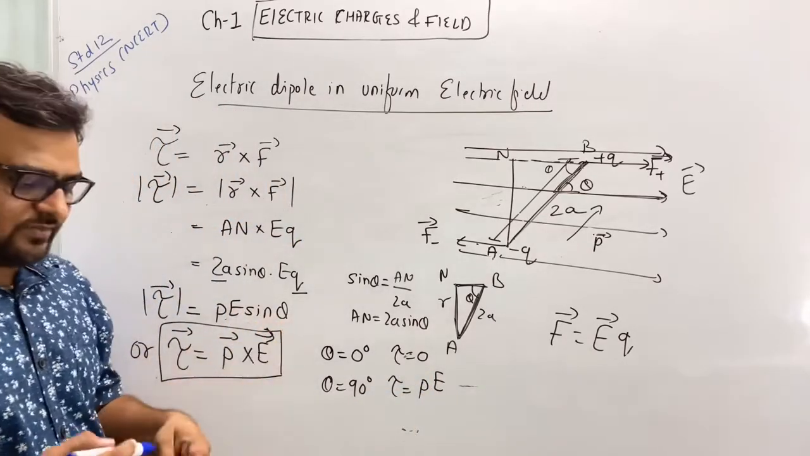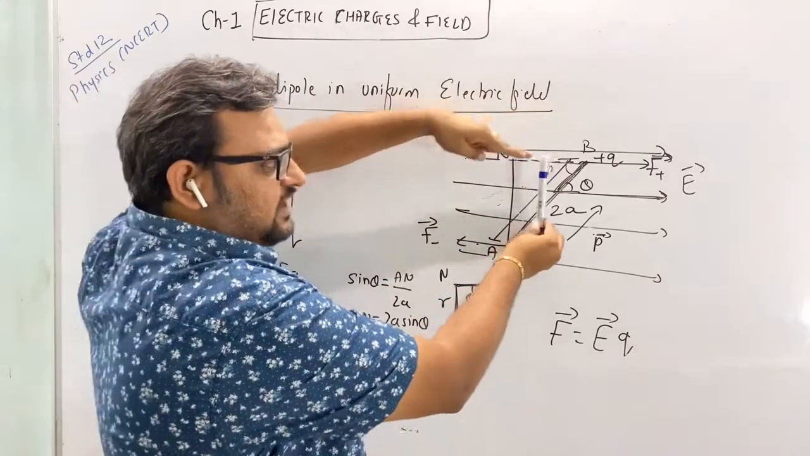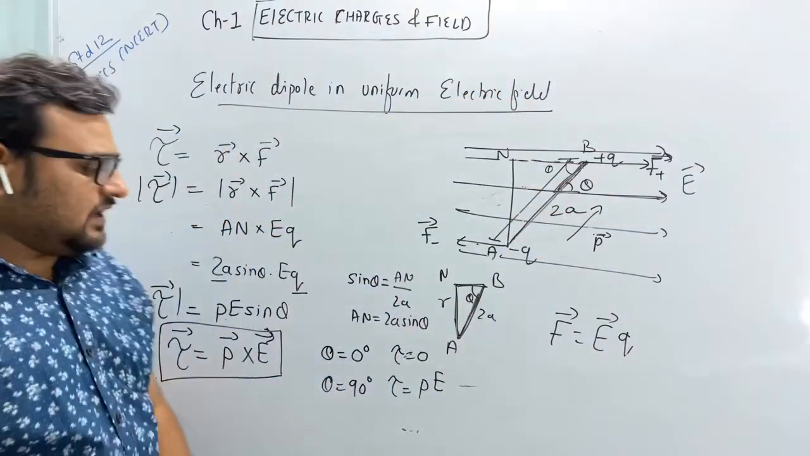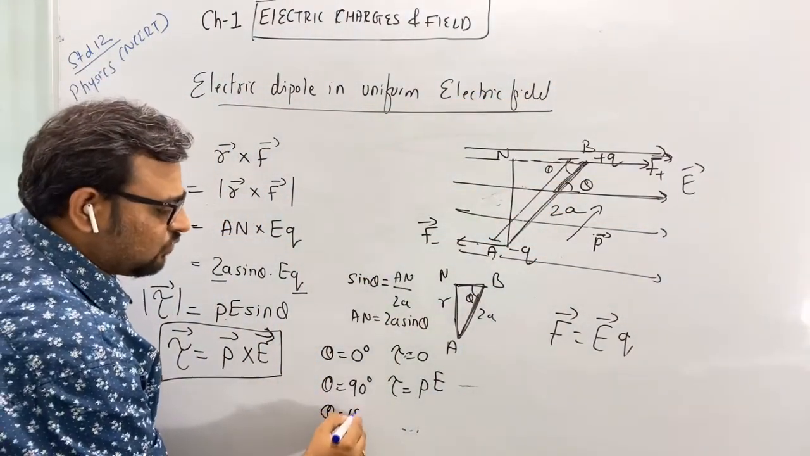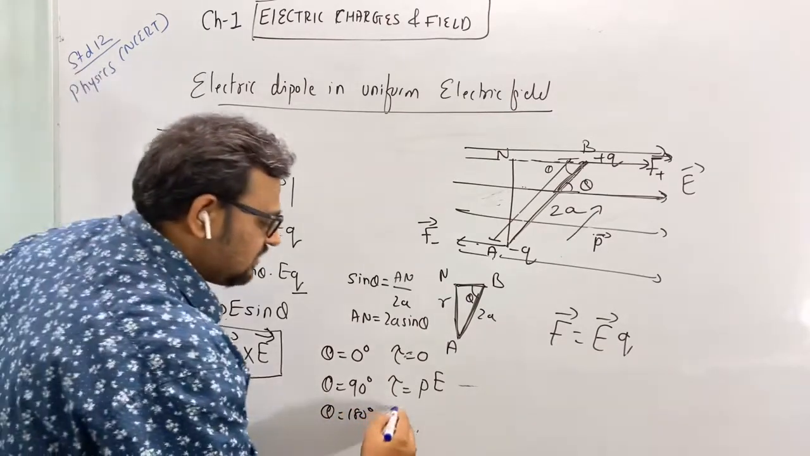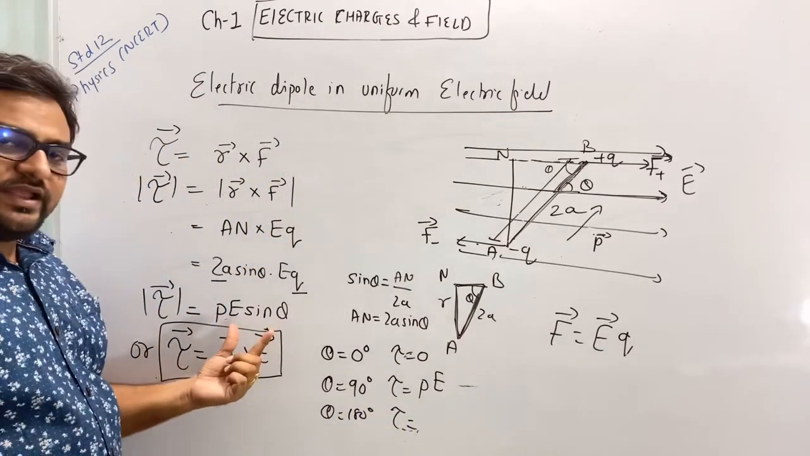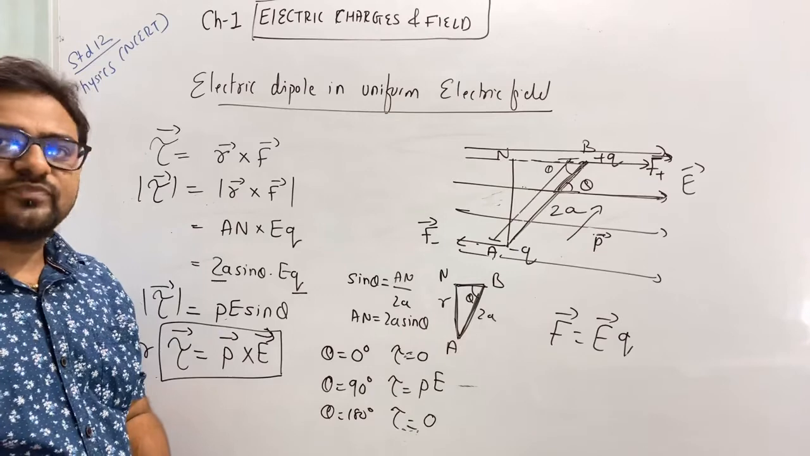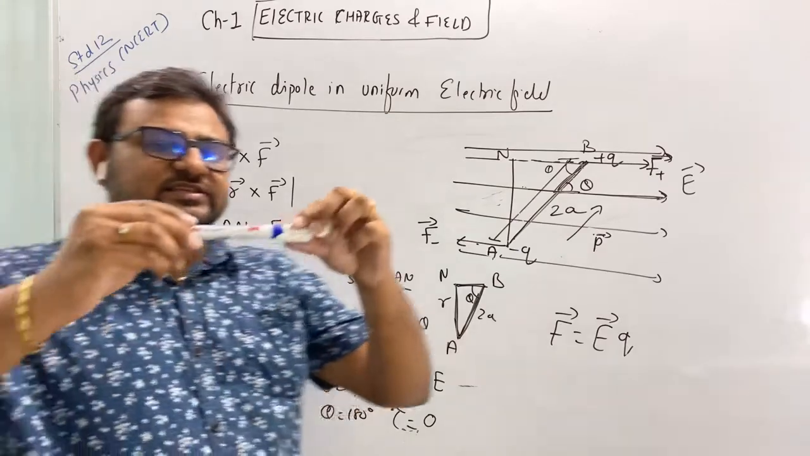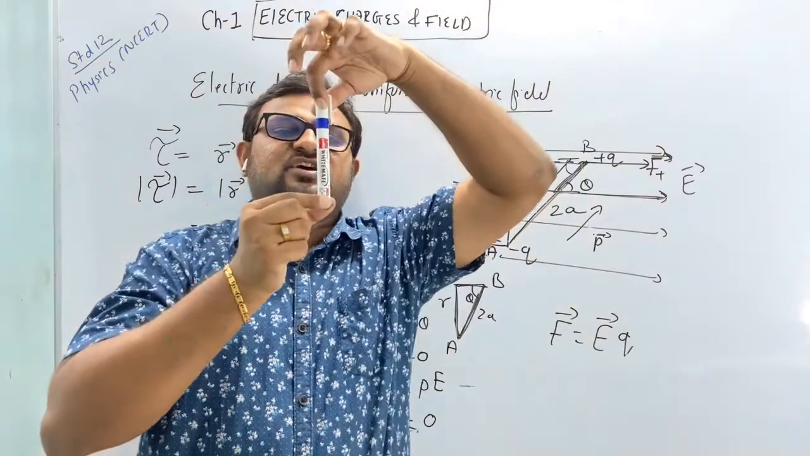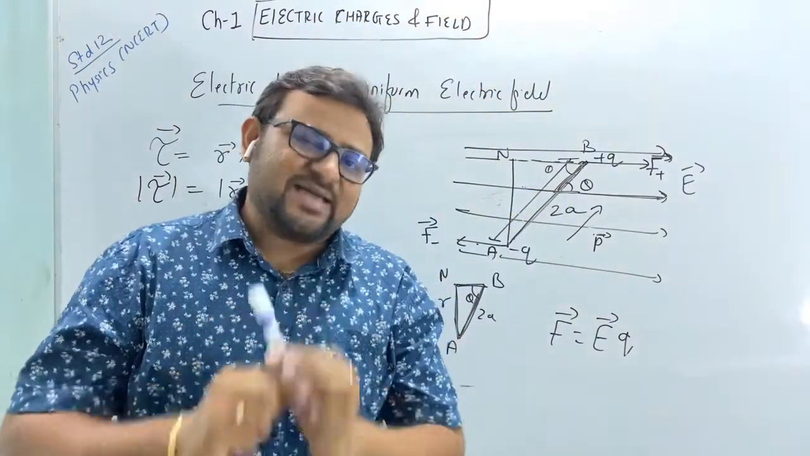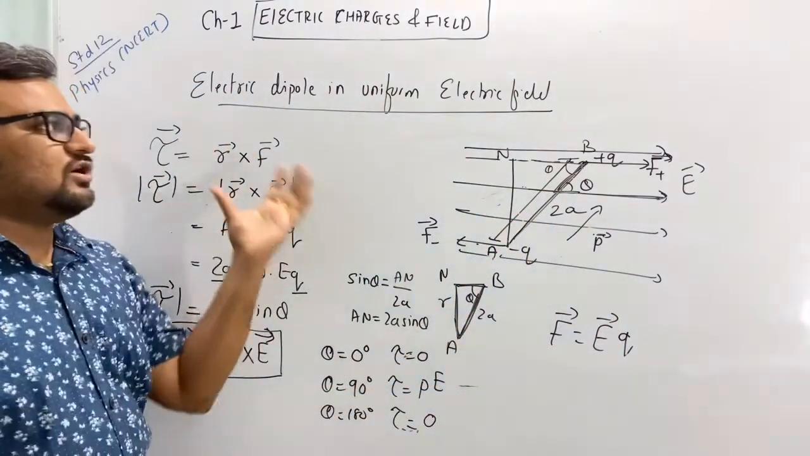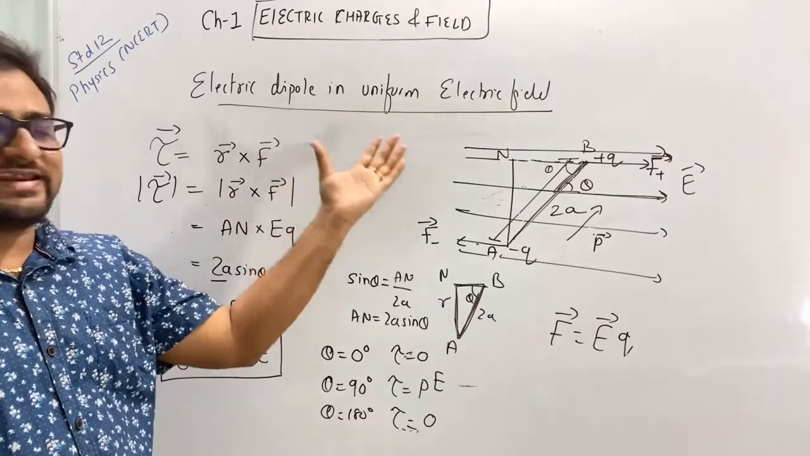Because sine 90 is 1, in this situation F1 is acting in this way, F2 acting in this way, so it will definitely rotate. Clear? And when theta is equal to 180 degrees, the value of sine 180 is again 0, so torque is 0. Clear? So when it is in this condition, torque acting is 0. When it is in this condition, torque acting is maximum. Clear? So this was about the torque acting on electric dipole in uniform electric field.